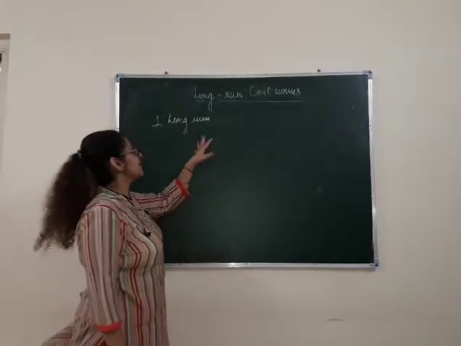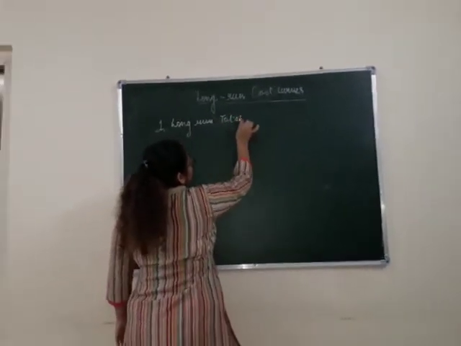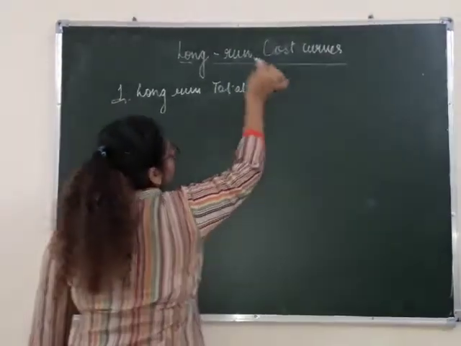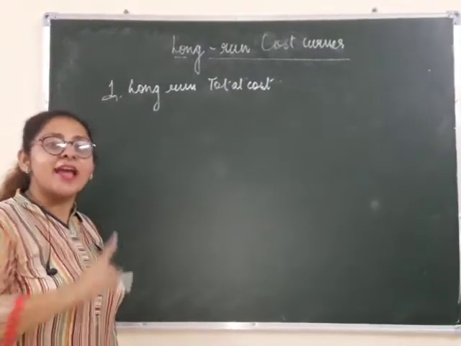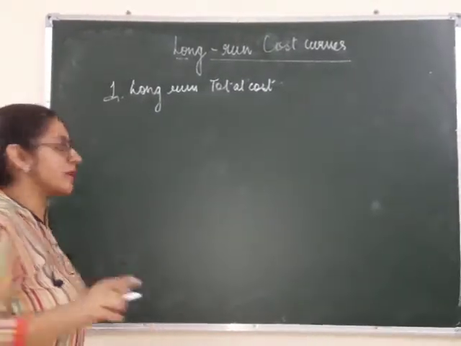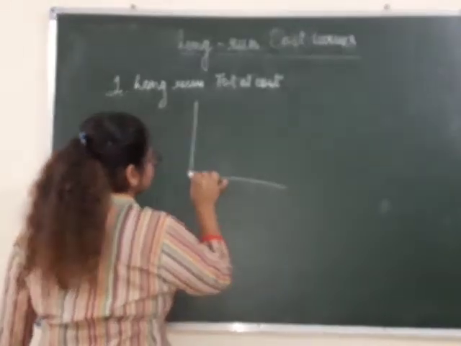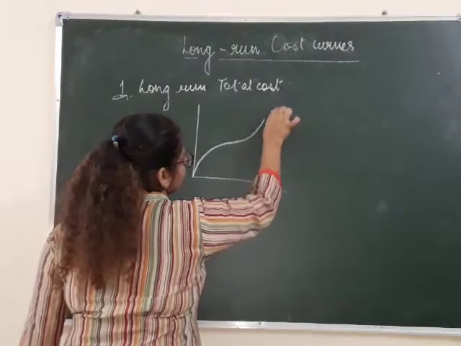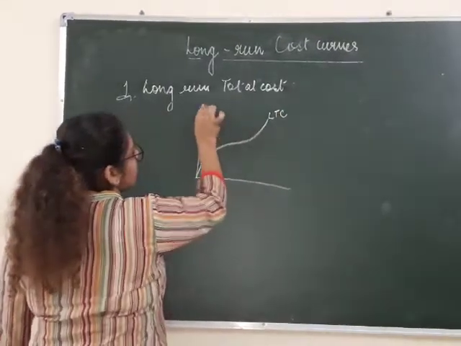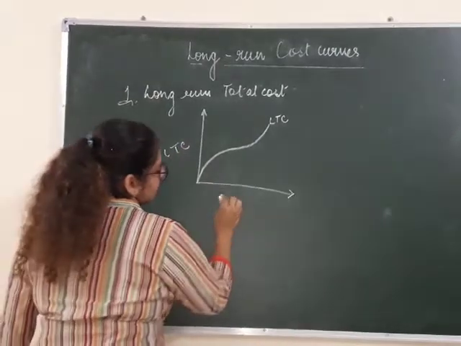Now the first heading is long run total cost curve. I told you there is no fixed cost in the long run because all the factors are variable. Everything can be changed in the long run. So that is why in the long run the total cost curve is just like the inverted one we have studied in the short run. It's known as the long run total cost curve. Here is your output.